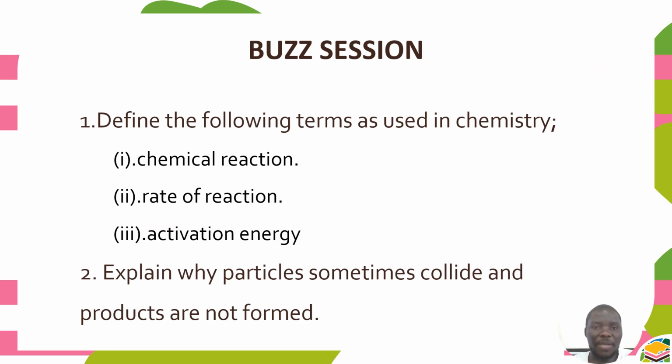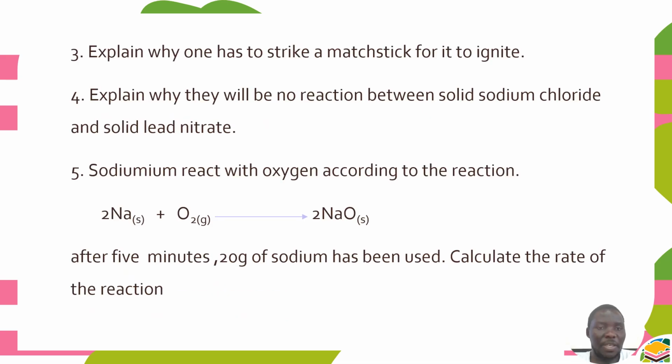Now we have a buzz session, a quick exercise where we check our understanding of what we have covered based on the success criteria that was alluded to in the first slide. So we are supposed to define the following terms as used in chemistry: chemical reaction, rate of reaction, activation energy. Explain why particles sometimes collide and products are not formed. Explain why one has to strike a matchstick for it to ignite. Explain why there will be no reaction between solid sodium chloride and solid lead nitrate.